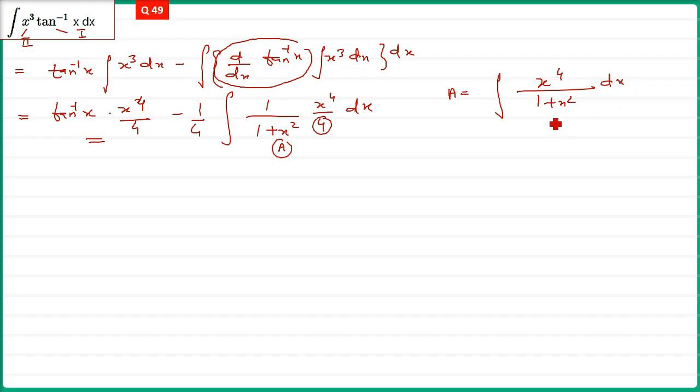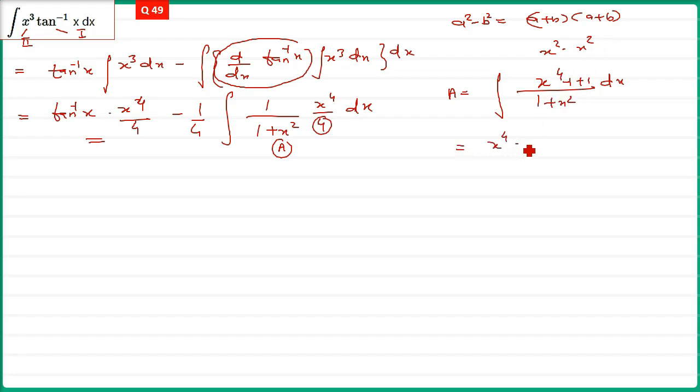Now there are different types of approach you can apply. You can call it x squared to the power square, and you can take 1 plus x square as t or x square as t, and then you can go forward. But there is a better solution: you can just add a 1 and subtract a 1. You know a squared minus b squared is a plus b into a minus b. That formula is quite known to us. Let's use this formula here.